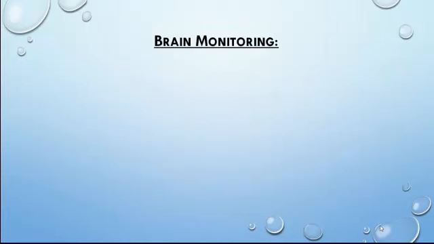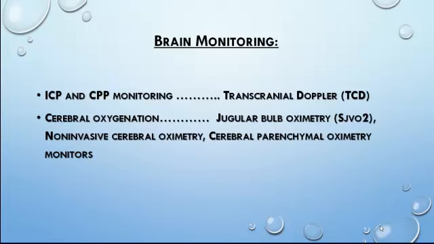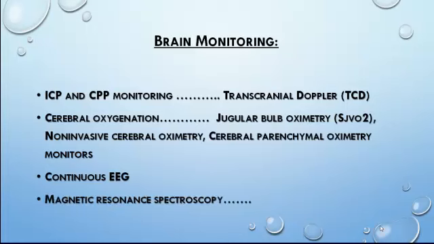What about brain monitoring? Intracranial pressure and transcranial Doppler are very important, as are cerebral oximetry and jugular bulb oximetry. Non-invasive cerebral oximetry will be shown to you in a later slide. Continuous EEG, magnetic resonance spectroscopy.